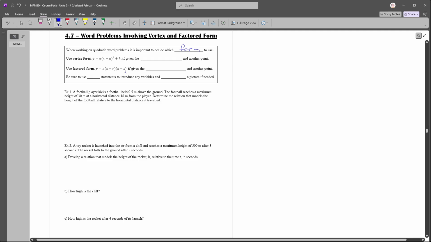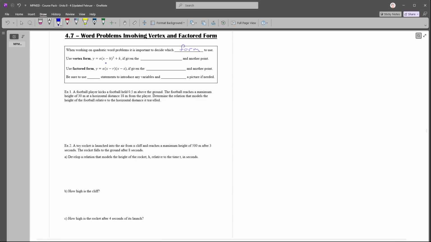How do we know? Should we use the vertex form, y is equal to a times x minus h all squared plus k? Well, we should if we're given the vertex and at least 1 point. Okay. Now, maybe we're not given it very clearly. Maybe we have to read the information of the question and it will be kind of hidden inside of that information. That doesn't mean it's not there, though.